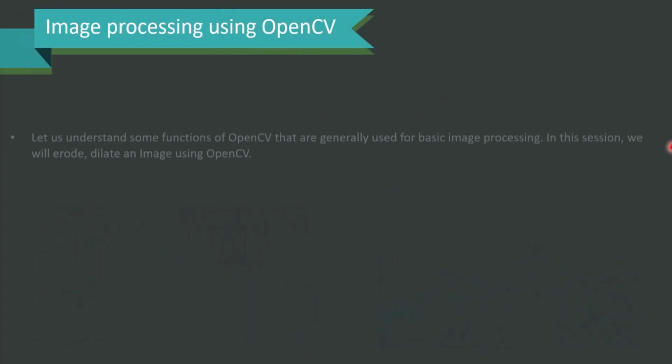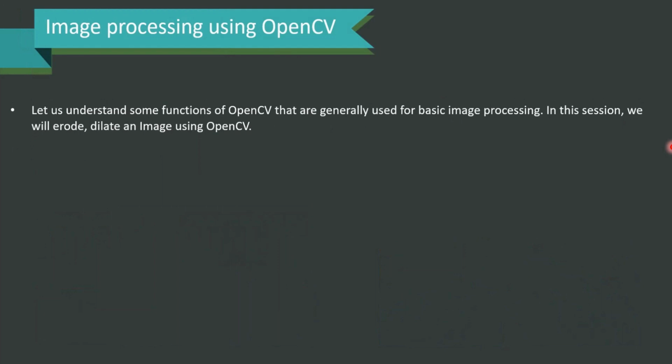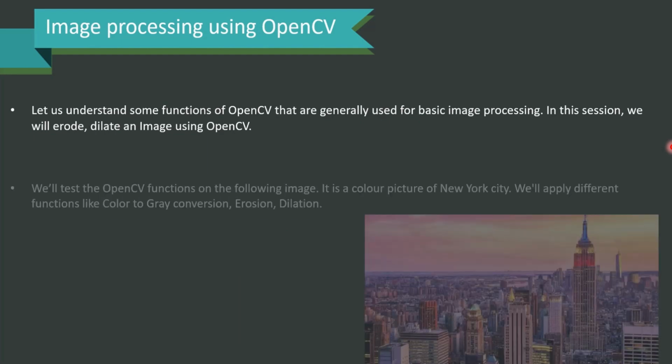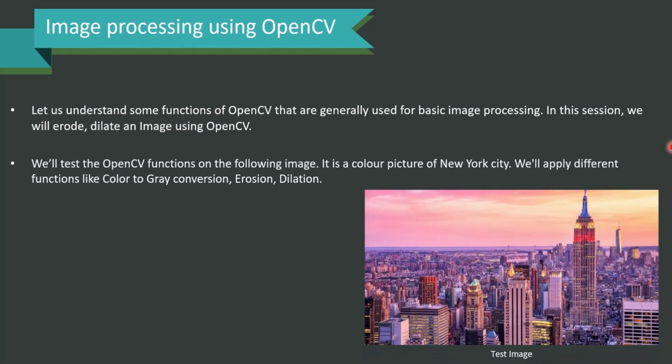Image processing using OpenCV. Let us understand some functions of OpenCV that are generally used for basic image processing. In this session, we will erode and dilate an image using OpenCV. We will test the OpenCV functions on the image that is presented in front of you. It is a color picture of New York City. We will apply different functions like color to gray conversion, erosion and dilation. You can take this image as a test image, and we are going to work with this image.